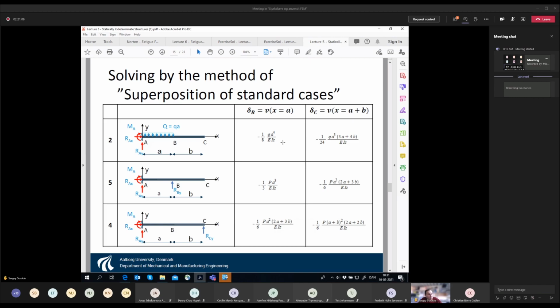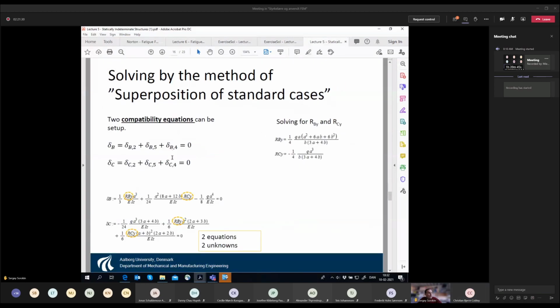I consult the table, and from the table I pull out these values, which give me the displacements at points B and C in the loading case 2, 5, and 4. They are provided with signs, plus and minus, which simply indicate whether it's upwards or downwards, given the direction of y. Then I put these into the compatibility equations. By doing so, I set up a system of 2 equations with respect to the 2 unknowns, RB and RC.